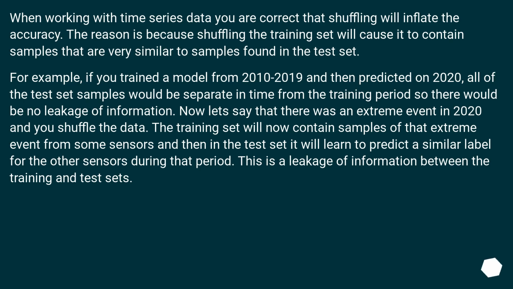Now let's say that there was an extreme event in 2020 and you shuffle the data. The training set will now contain samples of that extreme event from some sensors, and then in the test set it will learn to predict a similar label for the other sensors during that period. This is a leakage of information between the training and test sets.